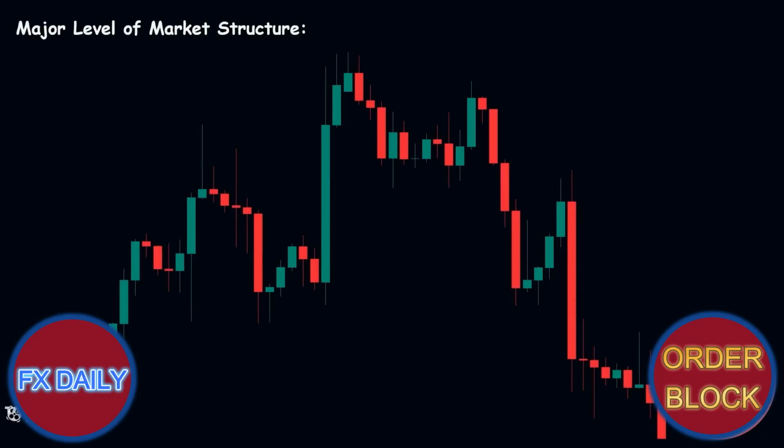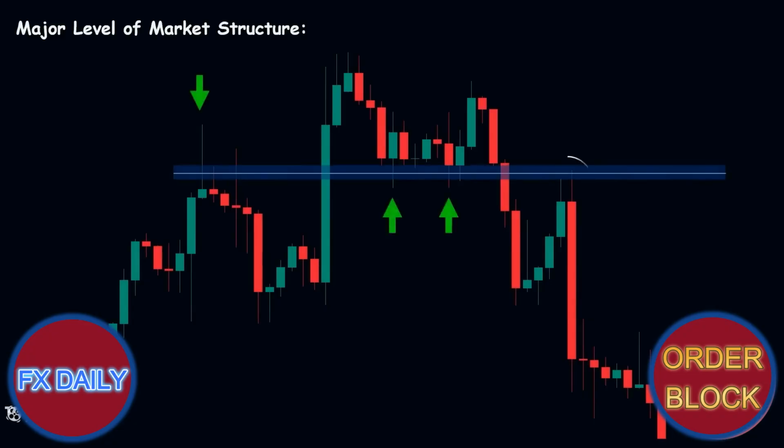A major structural level or major level of market structure is formed when these three conditions are met. It has been touched several times by the price. It has acted as a support, and the last three touch points have been respected by the market, which means that the price has responded to it. If these three conditions occur at the same time in the case of a level, that level is considered a powerful structural region, and the price reaction is expected to be very high there.